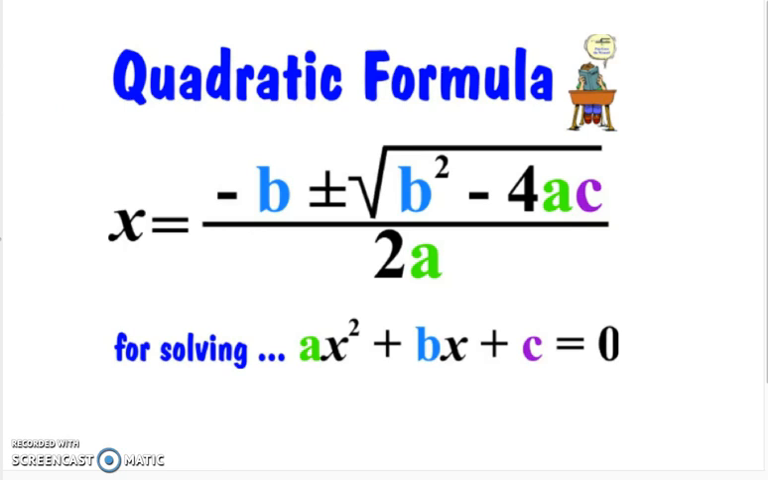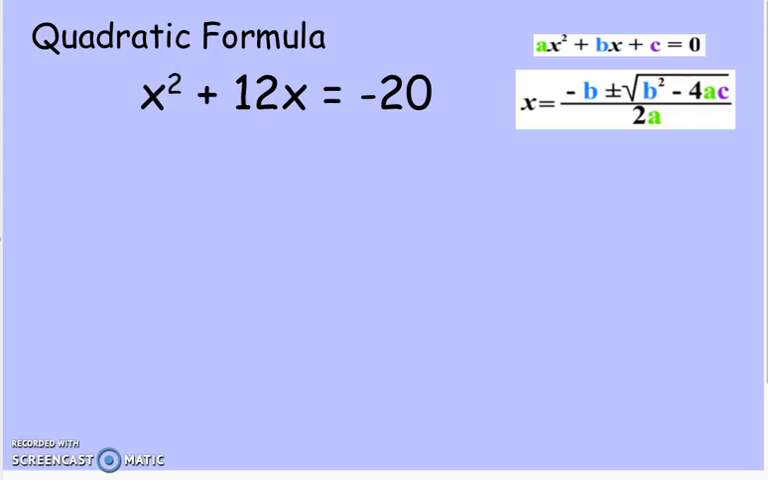Let me show you how we use the quadratic formula. First of all, notice the standard form of a quadratic is equal to 0. So just like when we factor, we have to get it equal to 0. So take a look at this example. X squared plus 12x equals negative 20. First, we're going to put it in standard form and get it equal to 0.